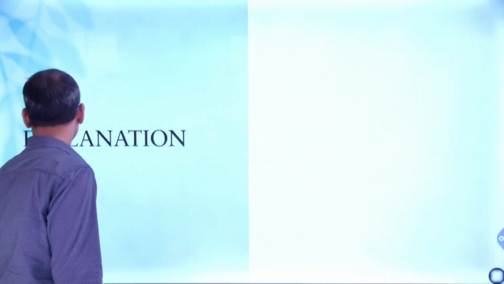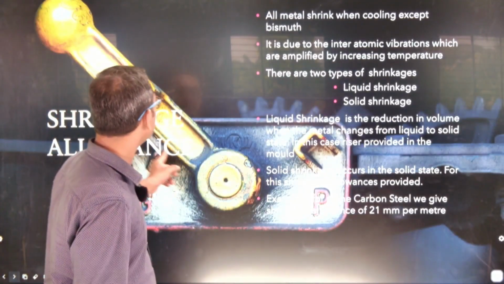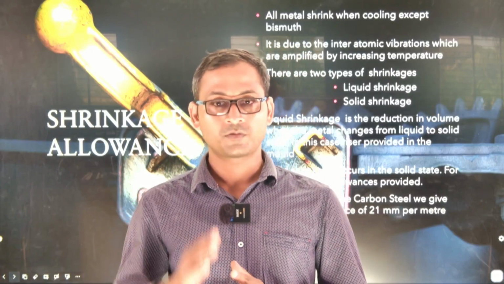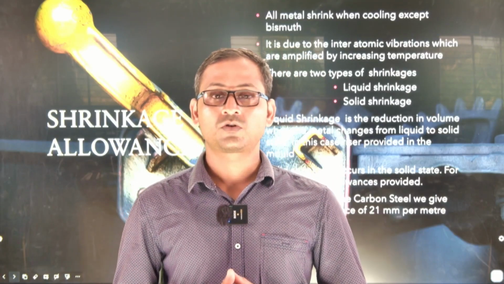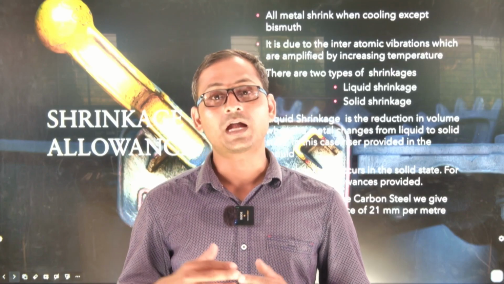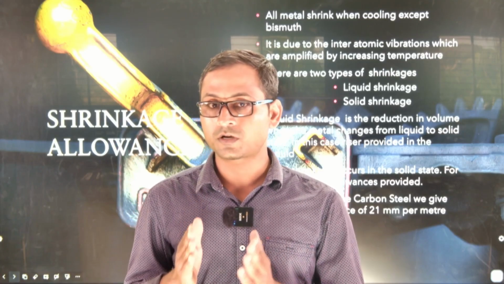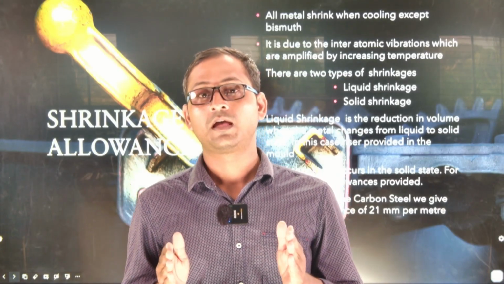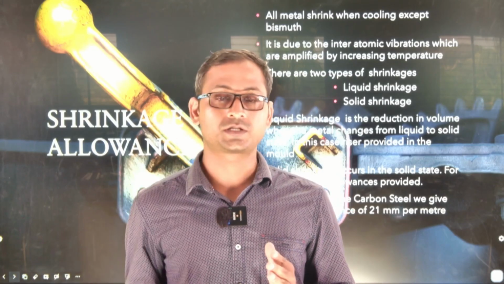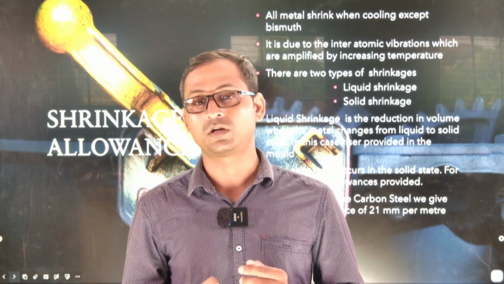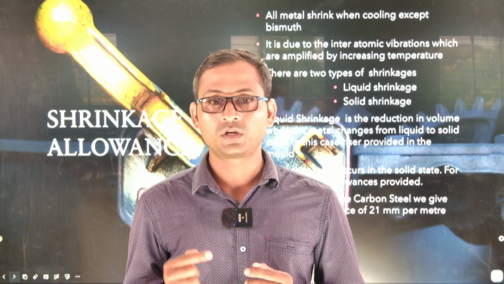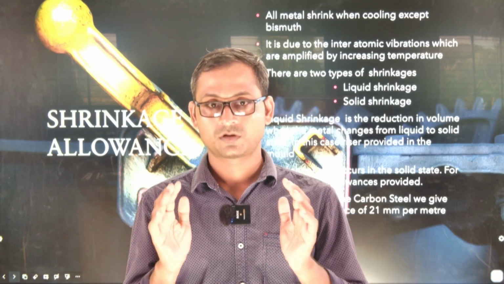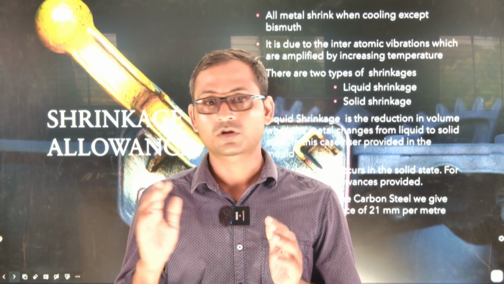So now we have the shrinkage allowance. So why is there a shrinkage? When the metal solidifies from liquid state to solid state, due to higher temperature there is atomic vibration. Now the temperature reduces, the amplitude of the vibration also reduces, so the metal shrinks volumetrically, and this shrinkage occurs in two stages: liquid to solid, solid to solid. For liquid to solid, we supply one riser. He will compensate the less volume.